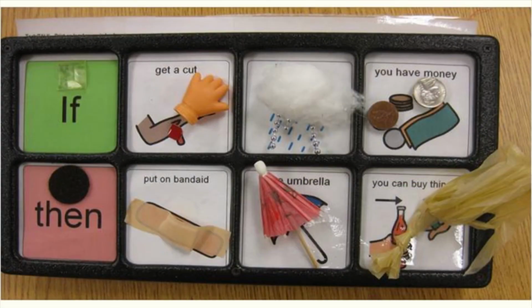Okay, so if you get a cut, you need to put on a Band-Aid. If it rains, you need an umbrella. If you have money, you can buy things. So that's if-then. And that could also be on some kind of voice output device.